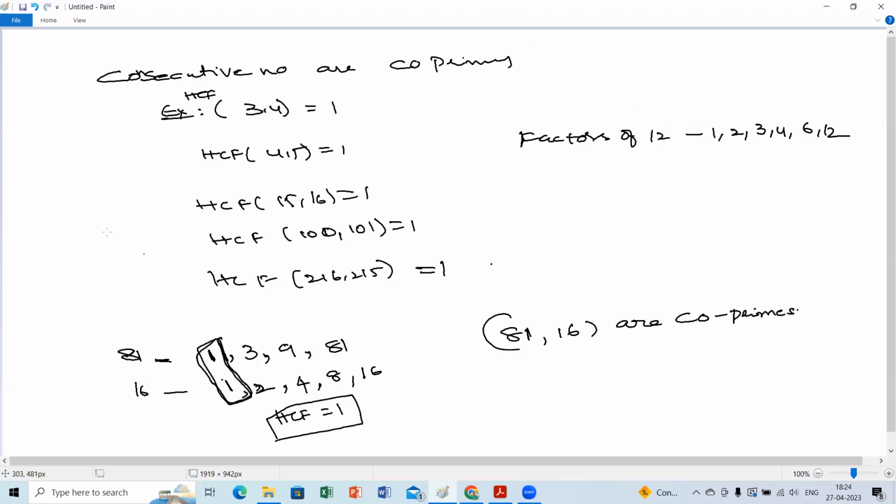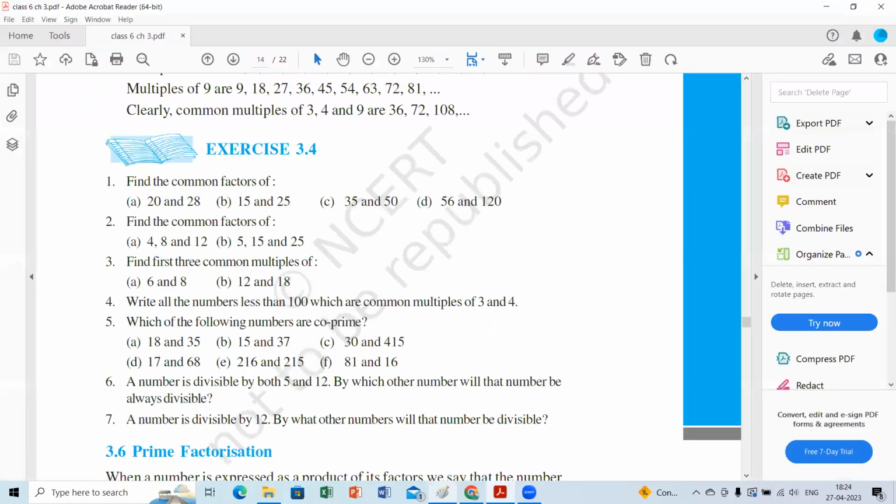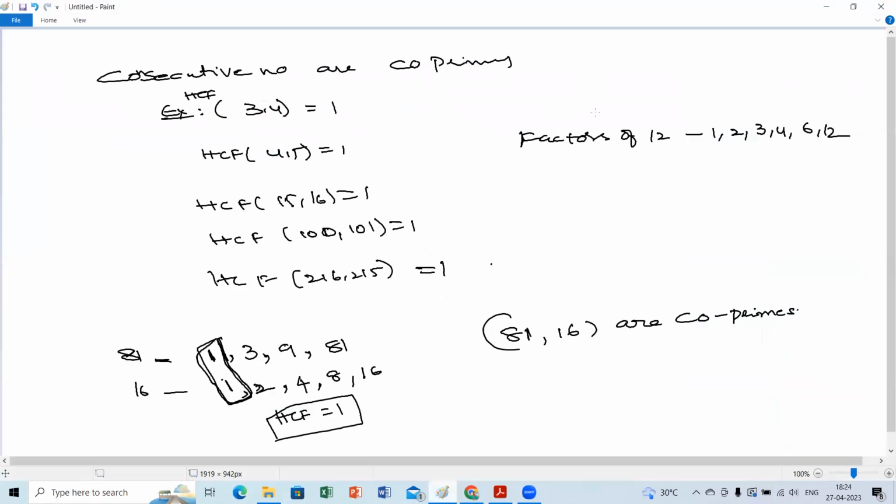So our question is: a number is divisible by 12, by what other numbers will the number be divisible? It's always divisible by its factors, children. The number is divisible by 12 means it is always divisible by the factors of 12. Therefore, the number is divisible by 2, 3, 4, 6 and 12.